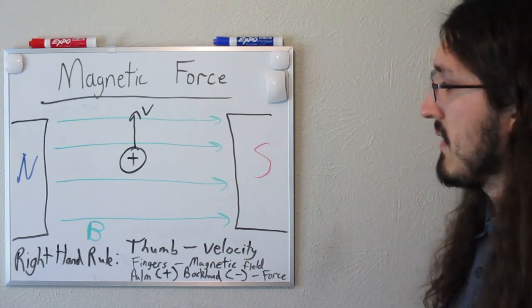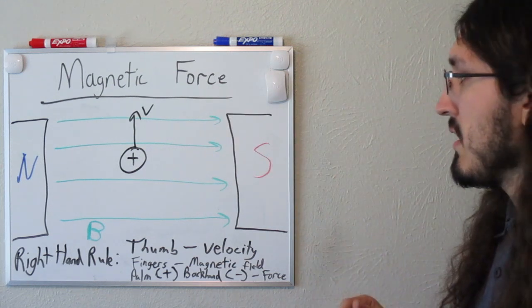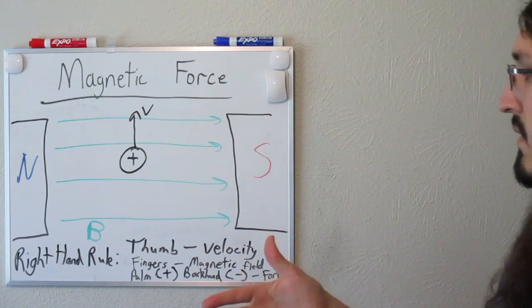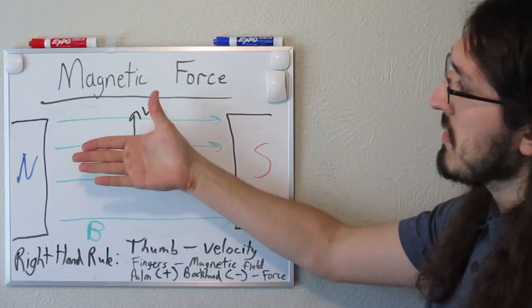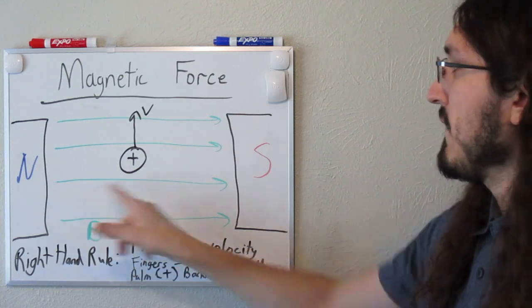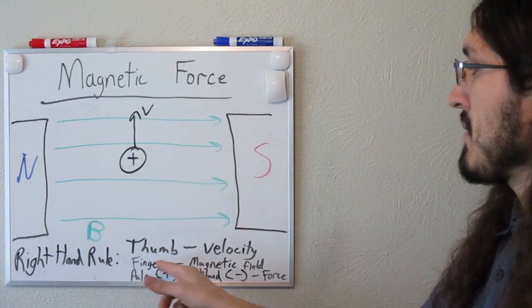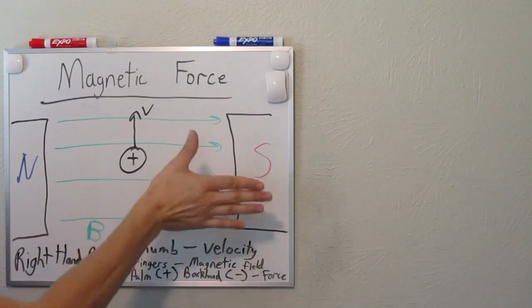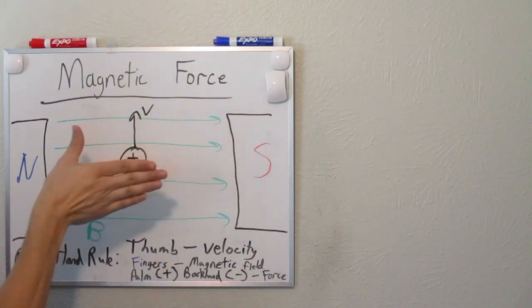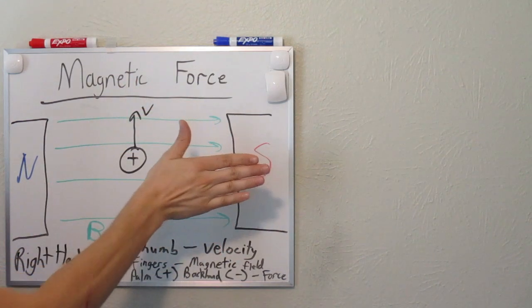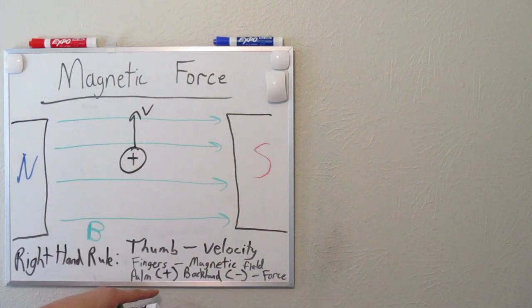In the case of this example that I've already drawn, I'm going to point my right thumb in the direction of the velocity, so upward, and my magnetic field is going from left to right, so I need to point my fingers in that direction. So now I have something like this going on where my thumb points up, my fingers point to the right, and because this is a positive charge, I'm going to use my palm to find the direction of the force.